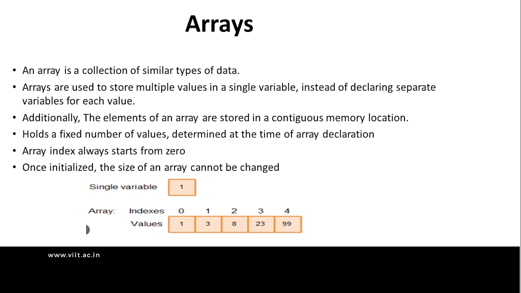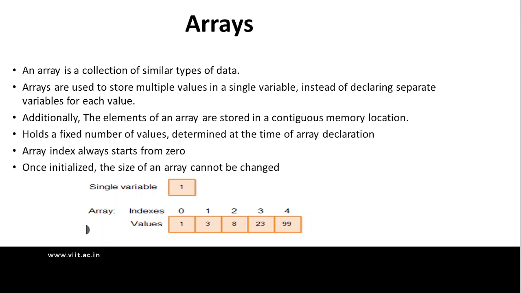Basically, what is an array? An array is a collection of similar types of data. Arrays are used to store multiple values in a single variable instead of declaring a separate variable for each value. Additionally, the elements of arrays are stored in contiguous memory locations and hold a fixed number of values, determined at the time of array declaration. Array index always starts from 0. Once we initialize an array, the size of the array cannot be changed.